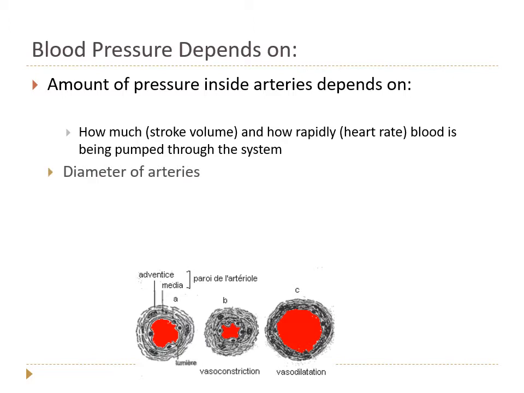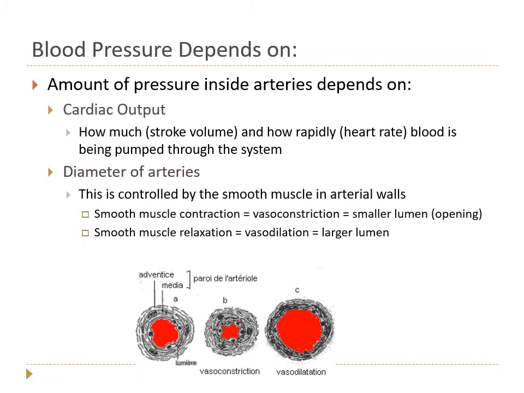It's also going to depend on the diameter of the arteries, because that's what influences the size of the container. That's what determines the size of the container, right? But anyway, the diameter of arteries is controlled by the smooth muscle in the arterial walls. So when the smooth muscle contracts and we have a smaller lumen, a smaller opening, we call that vasoconstriction. And when they relax and open up, that's called vasodilation.